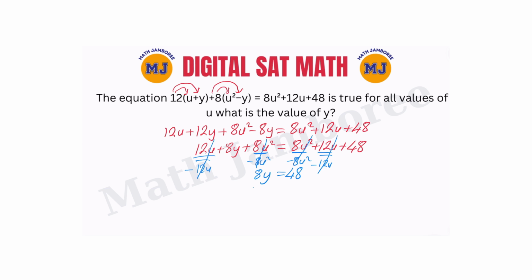To get the value of y, we will divide both sides by 4. So 4 cancels this 4. Thus, the value of y will be equal to 12, because 12 times 4 is 48. This is our final answer for this one.